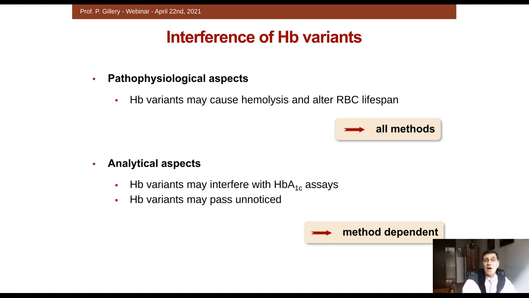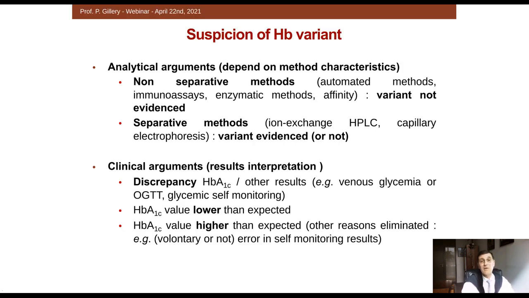For the analytical aspect, it depends on the method, because Hb variance may interfere with the assay, and for other methods, Hb variance may pass unnoticed. When should we suspect the presence of a hemoglobin variant? This could be an analytical argument, but this depends, again, on method characteristics. Because non-separative methods, like automated methods, immunoassays, enzymatic methods, affinity, do not evidence the variant.